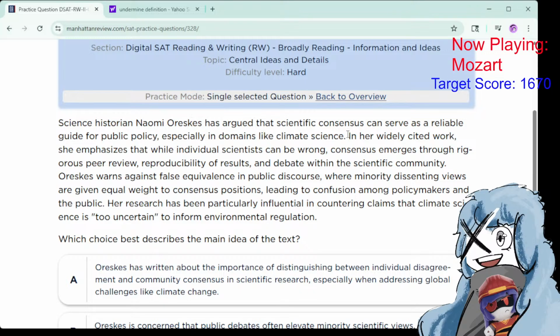Especially in domains like climate science, in her widely-cited work emphasizes that while individual scientists can be wrong, a consensus emerges through rigorous peer review, predictably resulting in debate within the scientific community. Oreskes warns against false equivalence in public discourse, where minority dissenting views are given equal weight to consensus positions, leading to confusion among policymakers and public. Her research has been particularly influential in countering claims that climate science is too uncertain to inform environmental regulations.